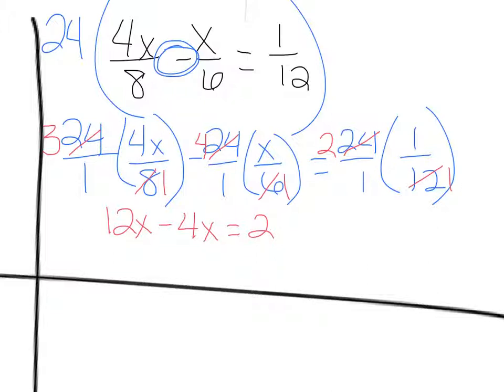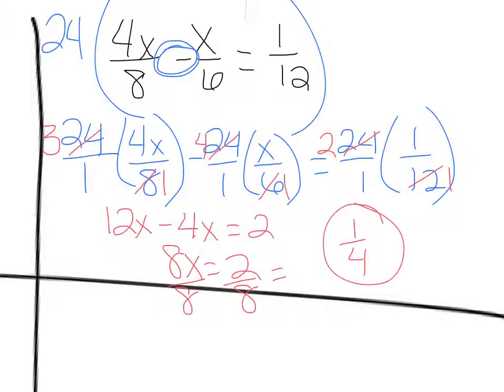Okay, well, 12x minus 4x is 8x. And to solve for x, you would divide both sides by 8. So simplified, what would your answer be? 1/4.